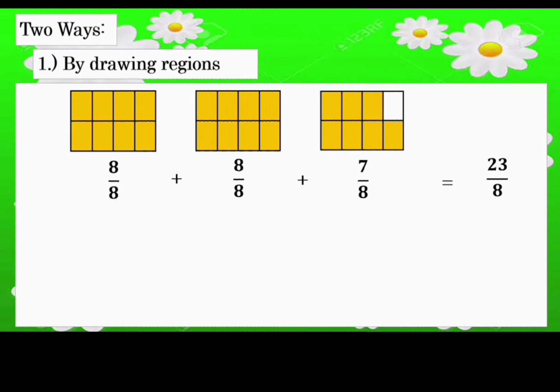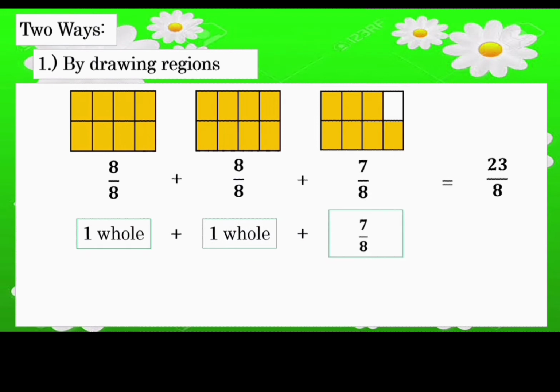We know that 8 eighths is also expressed as one whole. So this 8 eighths is also equal to one whole. And the 7 eighths is just equal to 7 eighths. So 1 plus 1 plus 7 eighths is equal to 2 7 eighths. Therefore, 23 eighths is equal to 2 7 eighths in mixed numbers.